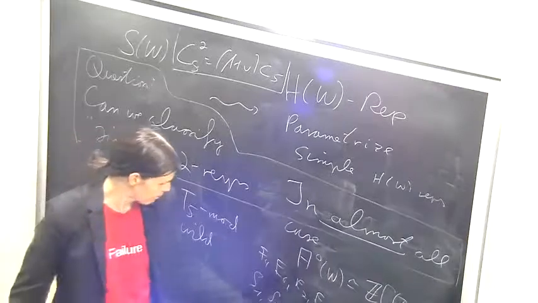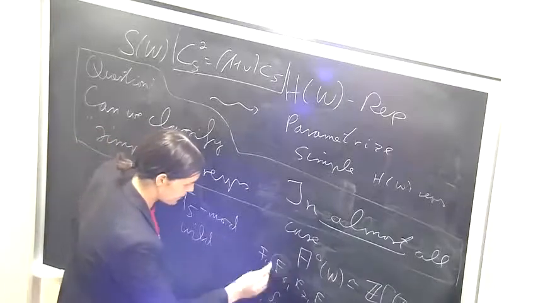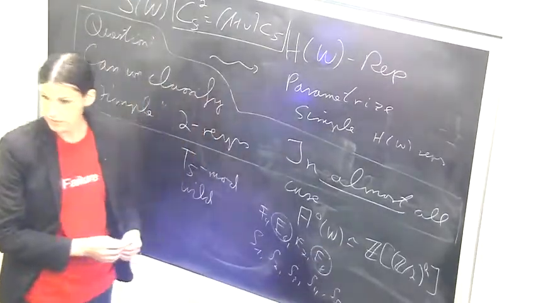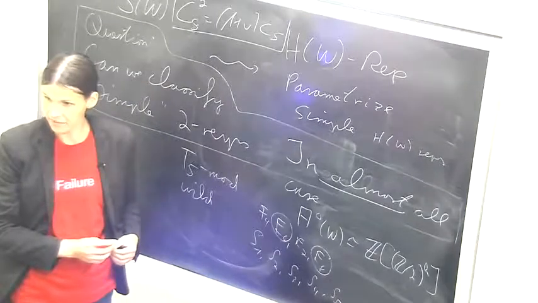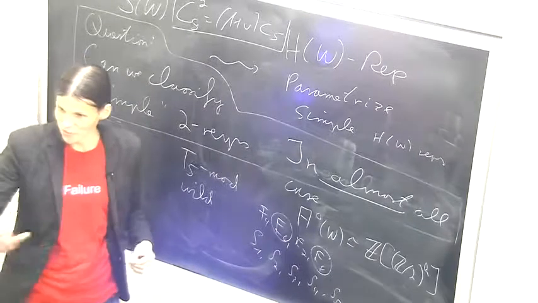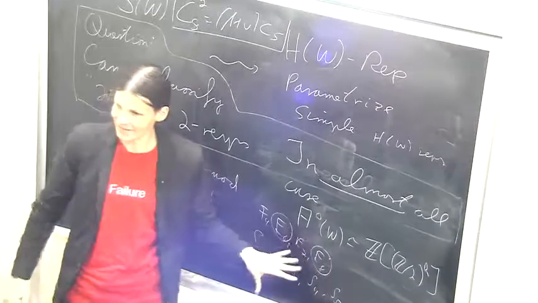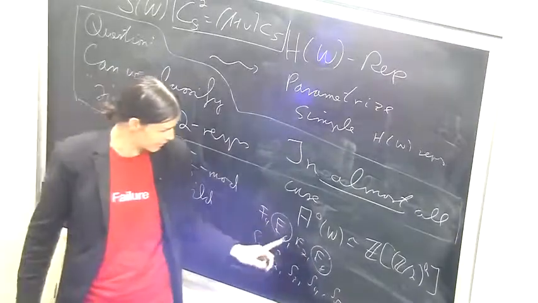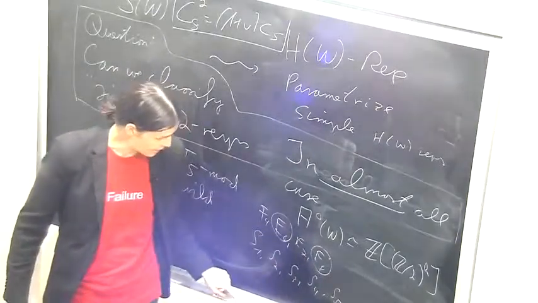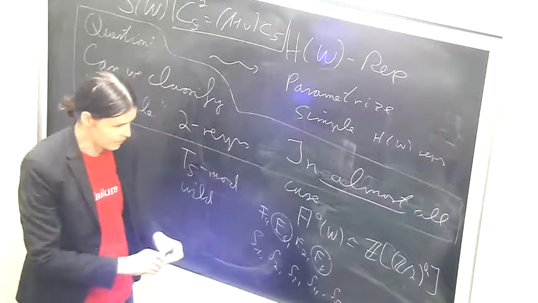Yes, S3 appears for E6 and E8. And G2, no? Yes. We can discuss it later, but there is some finite list of exceptions. S3 appears for E6 and E8. I will come back to this in a second. Maybe that's why it's confusing.